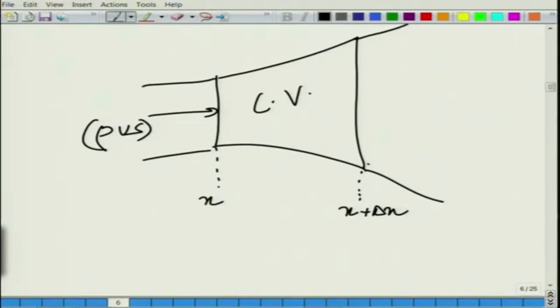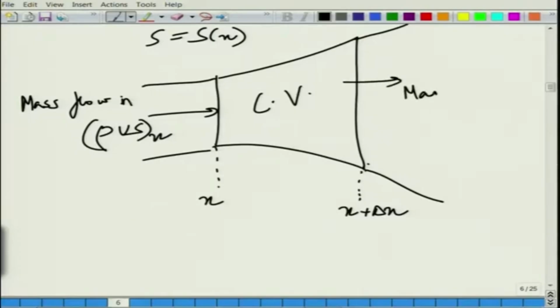So, density times velocity, which is normal to the cross sectional area, times the cross section area at x. Remember, S is a function of x, and now this is the mass flow in. And what is the mass flow out? Mass flow out, that is rho u S at x plus delta x. Okay. So, this is what it is. So, what is the net difference?